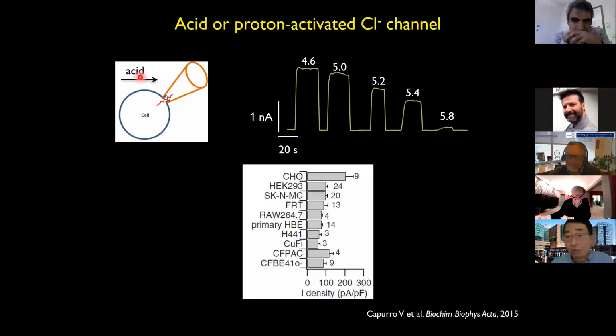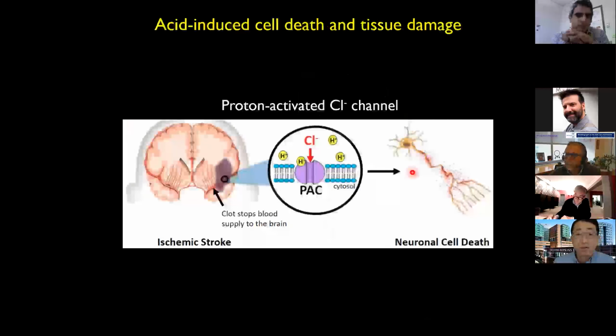And this channel has been recorded in a large variety of cells, suggesting that it might have some important functions in cell biology. However, it also suggests that this channel might have something to do with acid-induced cell death and tissue damage, as illustrated here. In the ischemic brain, the region will locally become acidic, and PAC is activated. Chloride will go into the neuron and cause neuronal swelling and cell death. However, to validate these findings, we need to identify the molecular identity.